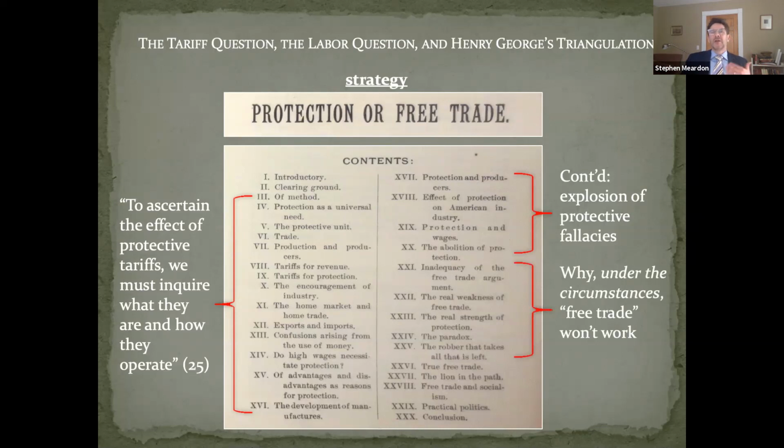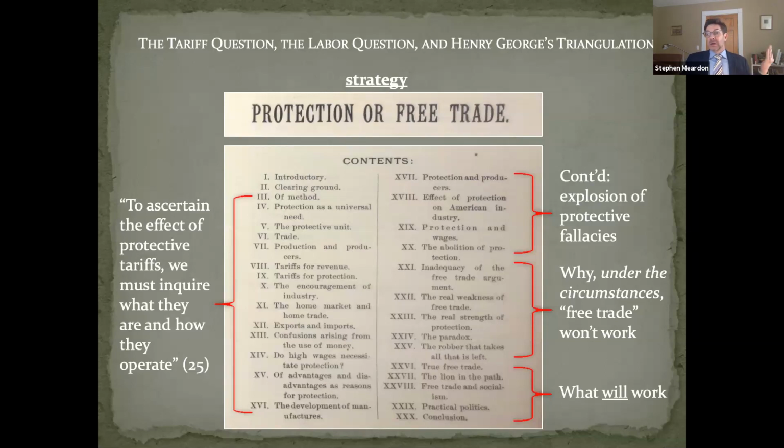But then he goes on and he makes the original contribution in this book, his discussion of why, under the circumstances, free trade, which he supports. In fact, he supports, he argues, free trade in a way that even the ostensible free traders don't. Why, under the circumstances, free trade won't work. And then he goes on to talk about what will work. Now, why free trade won't work?